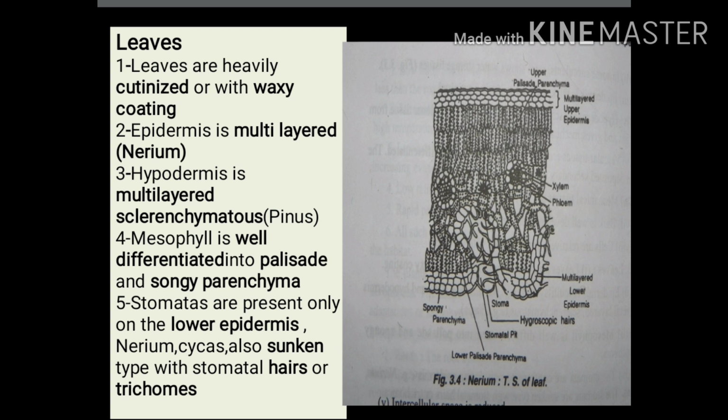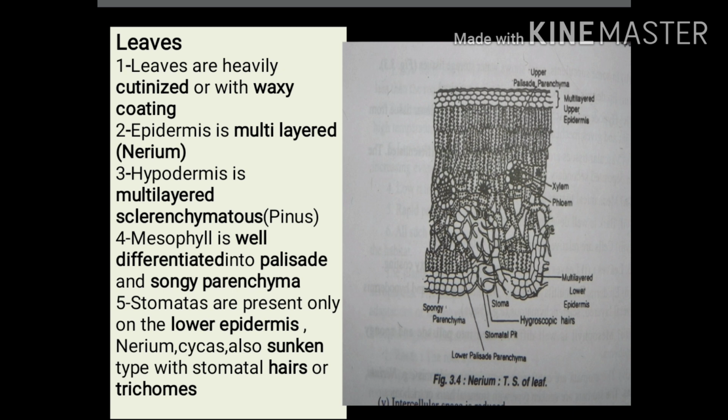Anatomical adaptations in the leaves. The leaves are heavily chitinized or have a waxy coating. The epidermis is multilayered, particularly in Nerium. The hypodermis is also multilayered and made up of sclerenchymatous tissue, particularly in Pinus.